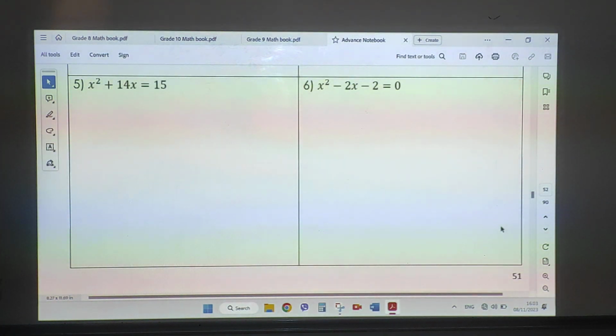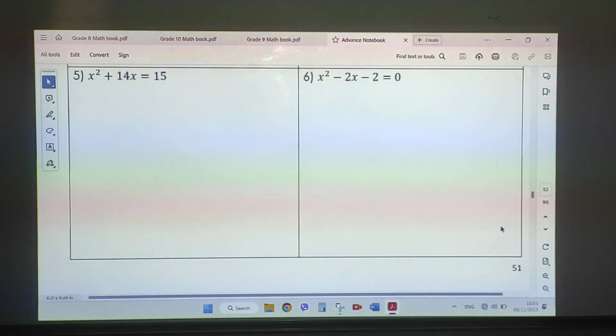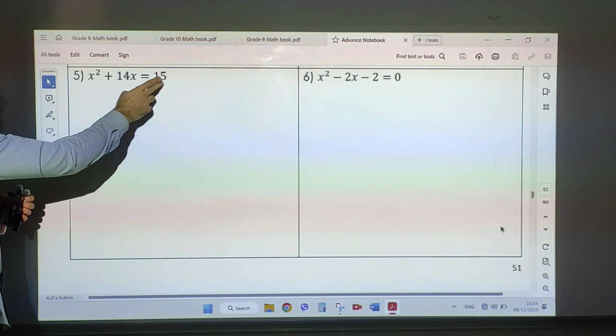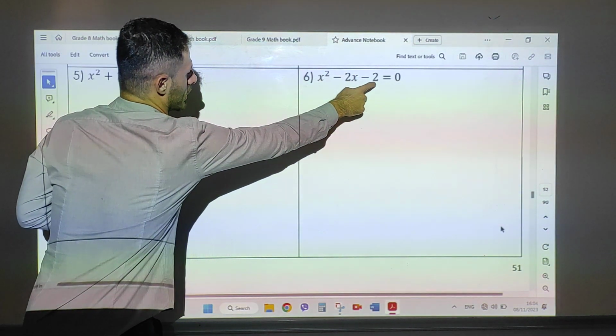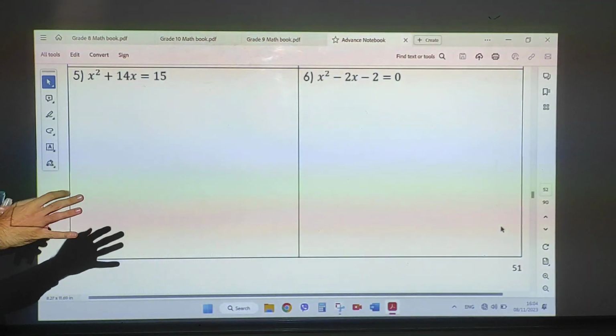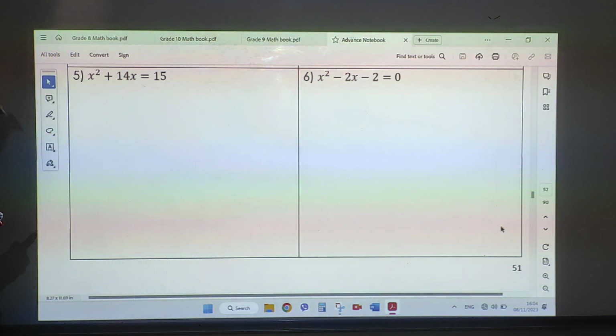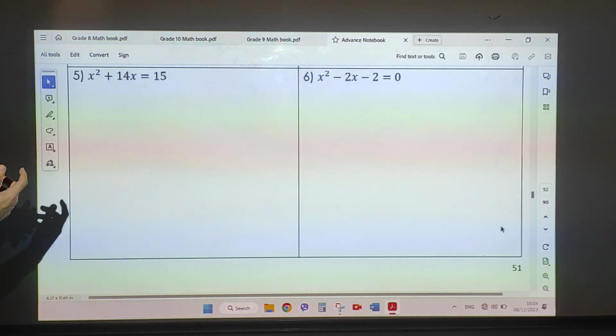Question 5 and 6, we have x power 2, x and a number. In this case, these numbers are not perfect, and this is not a perfect trinomial, 3 parts but not perfect, and we cannot factor any one of them. In this case, we think about completing the square.